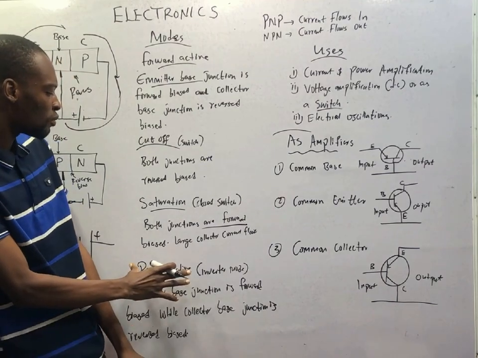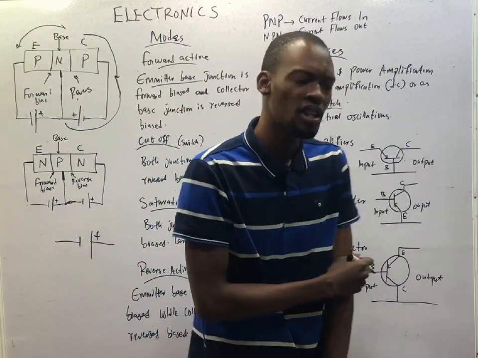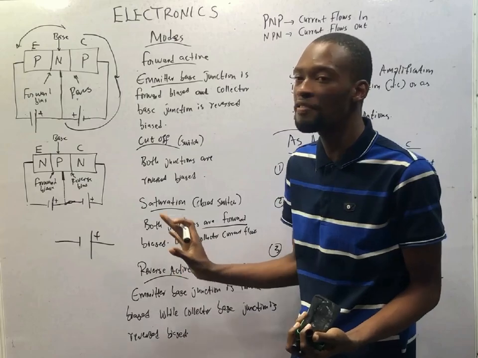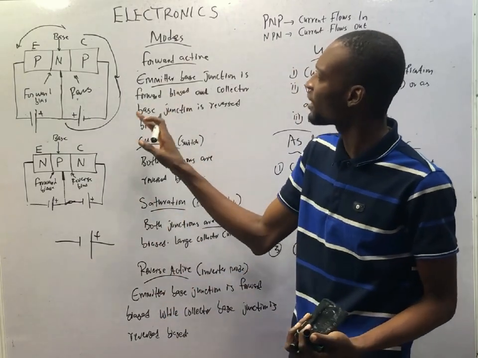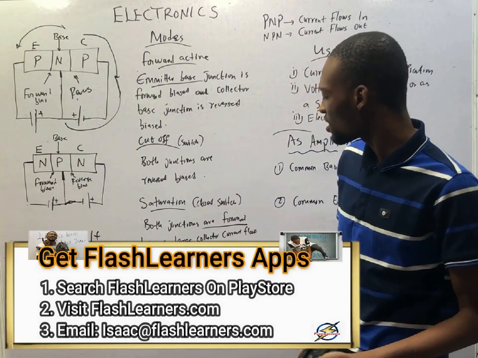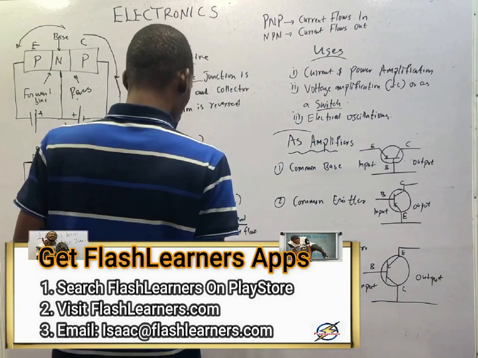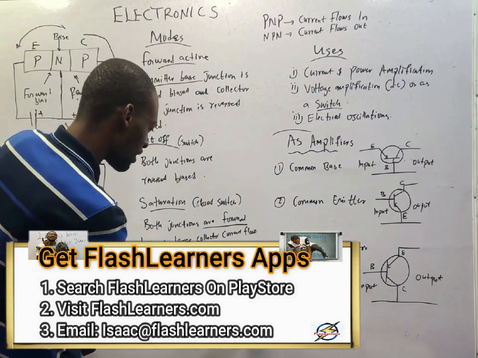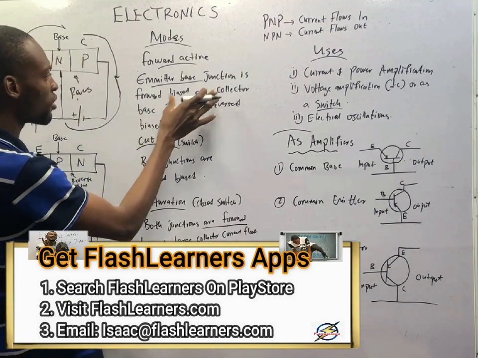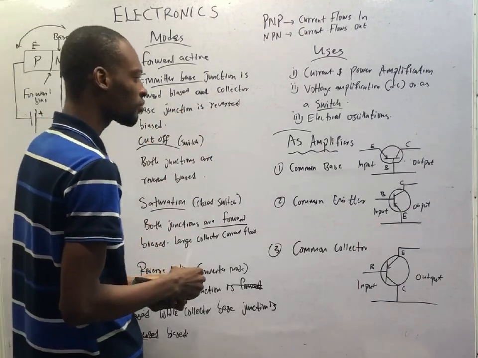And we also have the reverse active mode of connecting a transistor. In the reverse active mode, the transistor acts as an inverter. It is the opposite of forward active. So when the transistor acts as an inverter, the emitter base junction is reverse biased, while the collector base junction is forward biased. Because in forward active, the emitter base junction is forward, collector base junction is reversed.